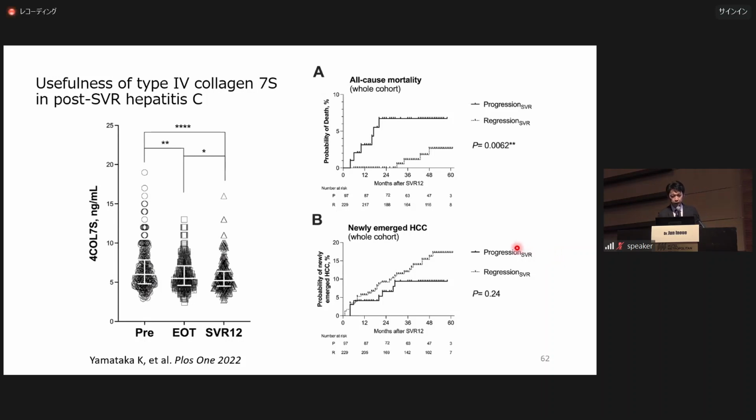And this paper shows type 4 collagen 7S was useful in post-SVR patients. The type 4 collagen 7S was reduced at the time of end of treatment and SVR 12. And if the type 4 collagen decreased, the all-cause mortality was decreased. And also, the HCC development was lower in the patients whose type 4 collagen decreased.